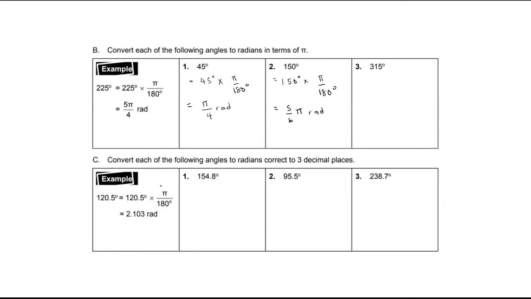Okay, for part C, we still want to convert the degree into radian, but we want to leave the answer in 3 decimal places. So 154.8 degree multiplied by pi over 180 degree, and just use your calculator. You should get 2.702 radian. And again, make sure that your calculator is in radian mode.